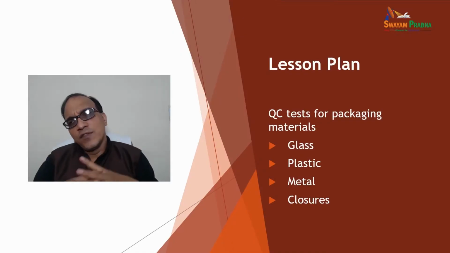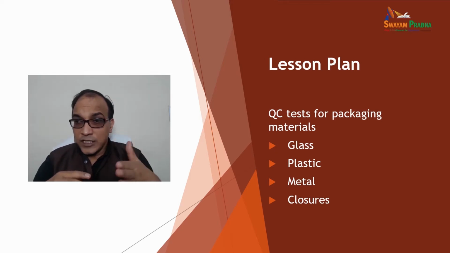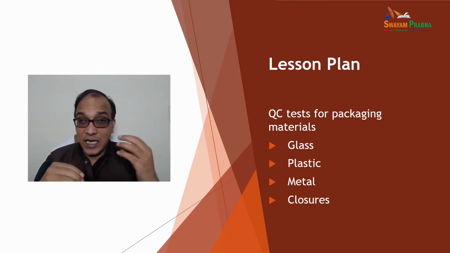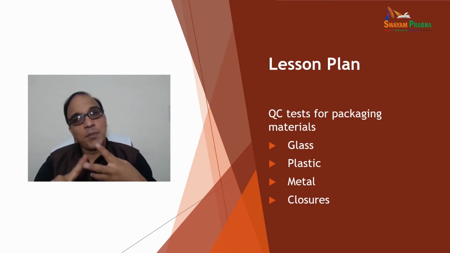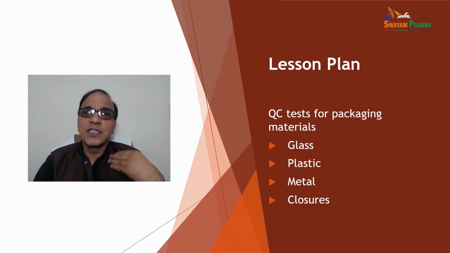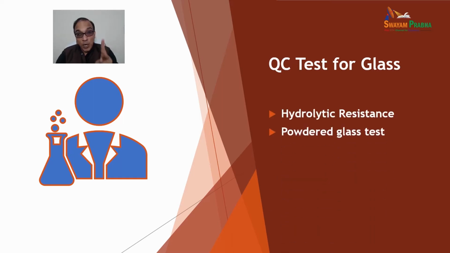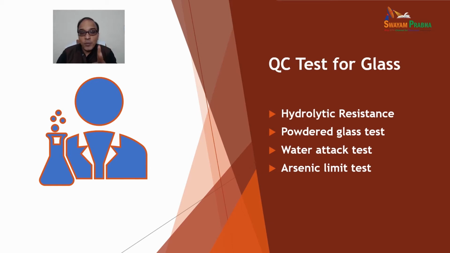We will be moving with the plan. We will first cover the QC tests for packaging materials, starting from glass, then plastic, metals, and then closures. So one by one we will be taking them. So let's start with glass. QC tests for glass. Number 1, hydrolytic resistance. Number 2, powdered glass test. Number 3, water test. Number 4, arsenic limit test. So these are the 4 major tests prescribed by the Indian Pharmacopoeia.